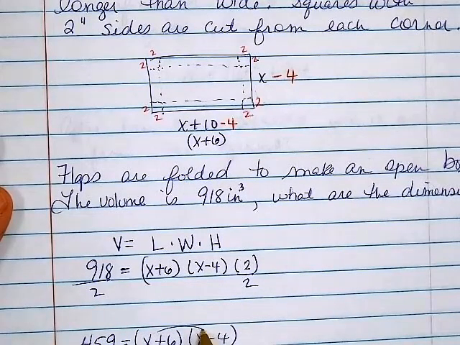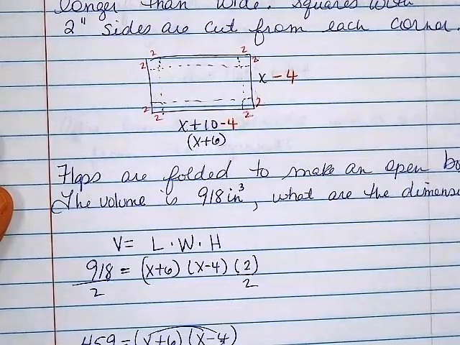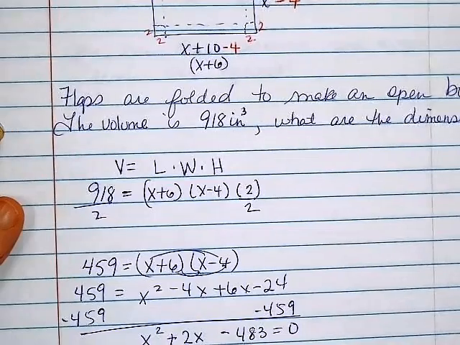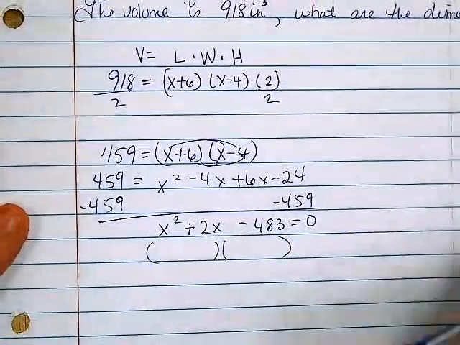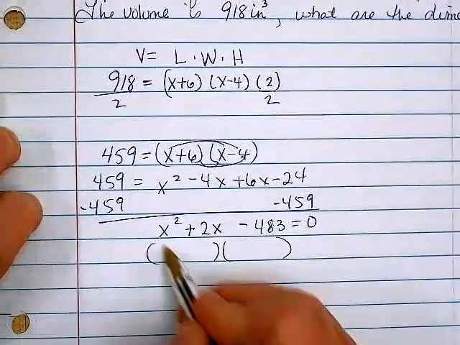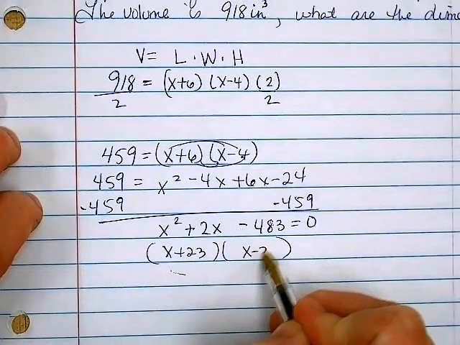I'm going to FOIL this side out. That's x squared minus 4x plus 6x minus 24 equals 459. Then I'm going to subtract 459 from each side. X squared plus 2x minus, let's see, that's going to be 483 is equal to 0. You can factor this or use the quadratic formula. This is going to factor into x plus 23 and x minus 21.